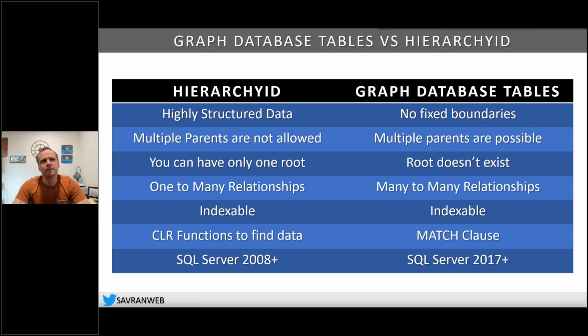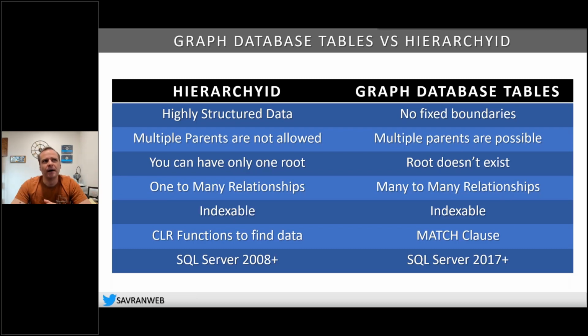In graph database tables, they are more flexible. A manager can have more than one manager, or a company can have more than one CEO, for example, if you try to create this in graph database tables. Both are indexable. To find your data in hierarchy ID, you need to use one of the CLR functions, since the data is saved as binary. And in graph database tables, you need to use the MATCH clause in your WHERE filter.